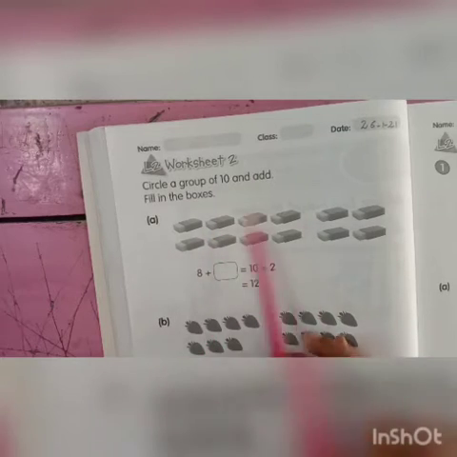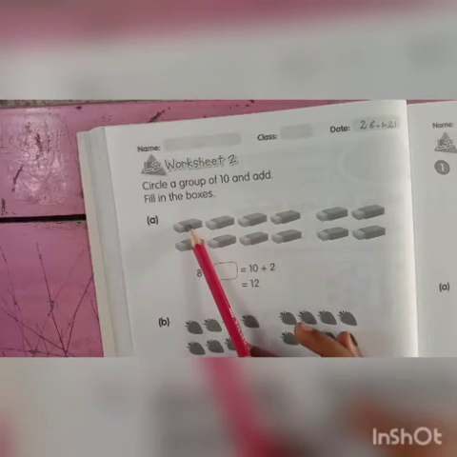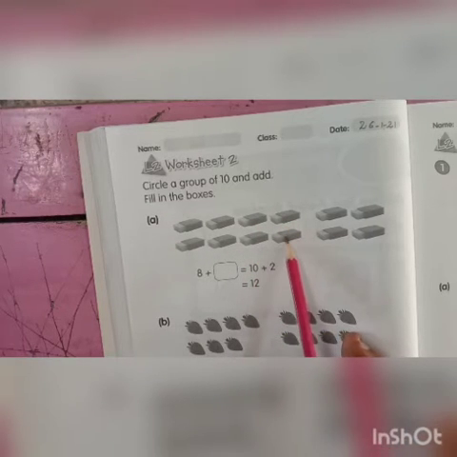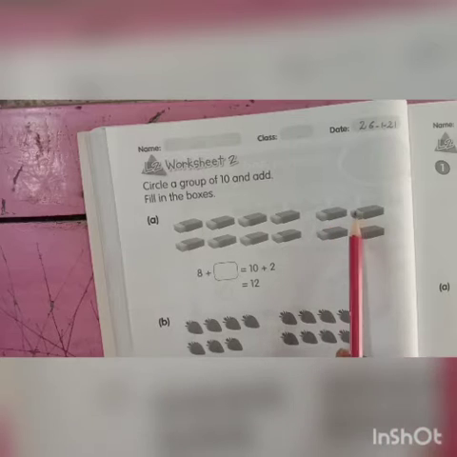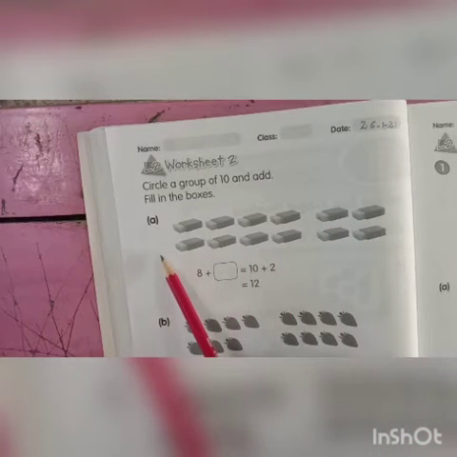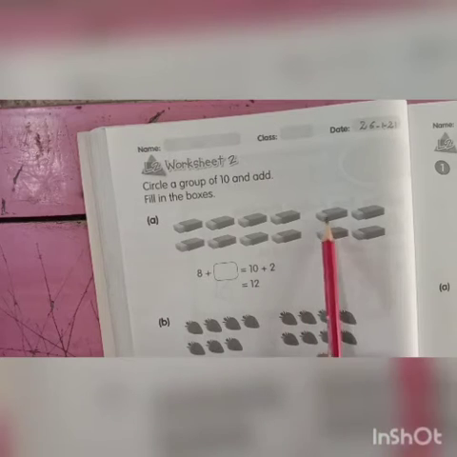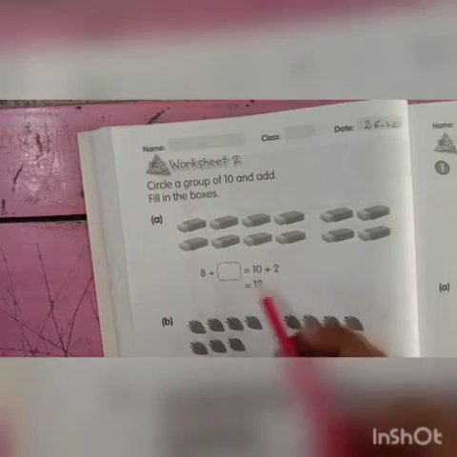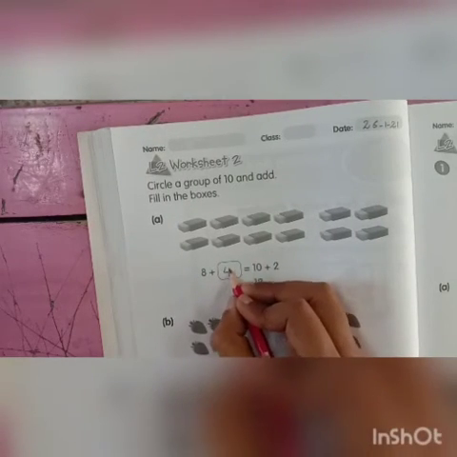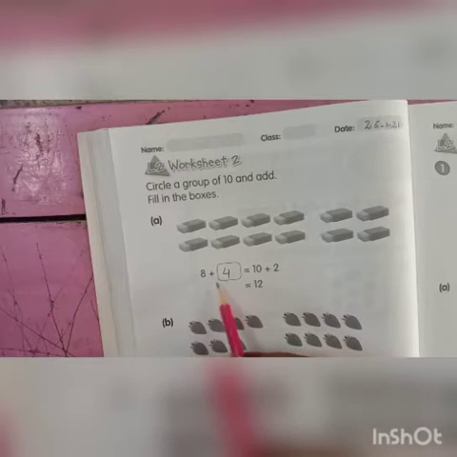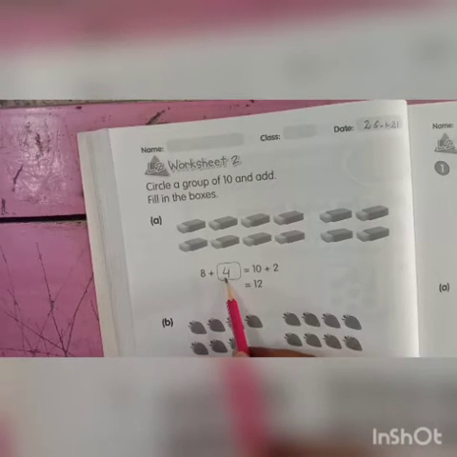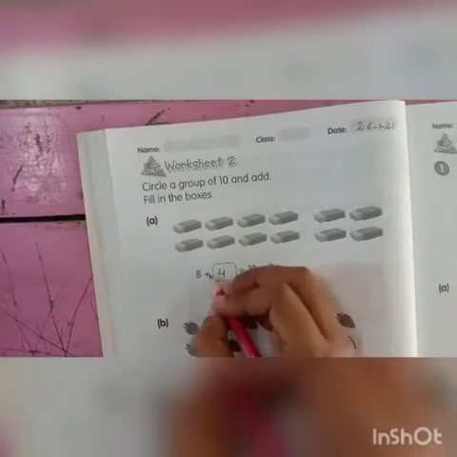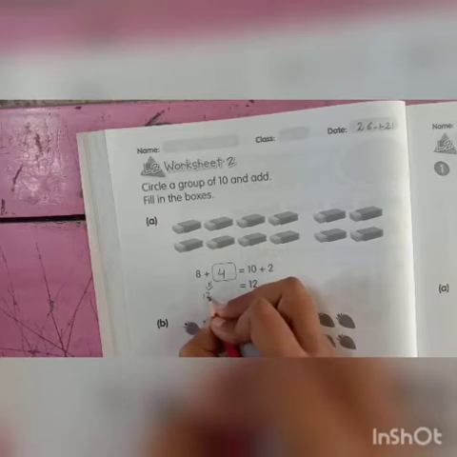In the A part, there are erasers. 1, 2, 3, 4, 5, 6, 7, 8. These are 8 erasers, and 1, 2, 3, 4. On the left side we have 8 erasers, and on the right side we have 4 erasers. 8 is already written. Then we write the right side erasers, that are 4. 8 plus 4. When we add 8 and 4, what is the answer? The answer is 12.